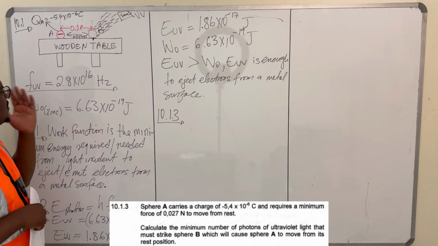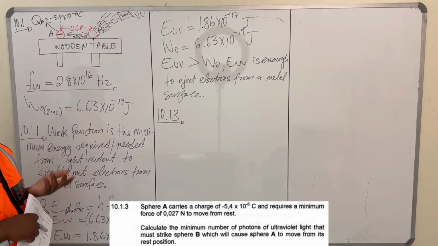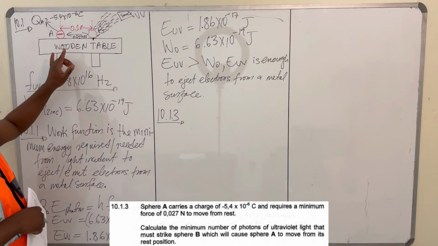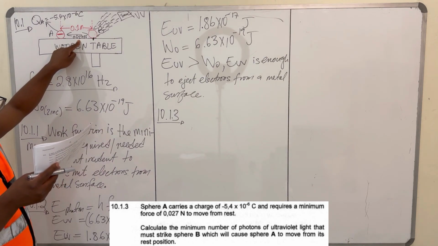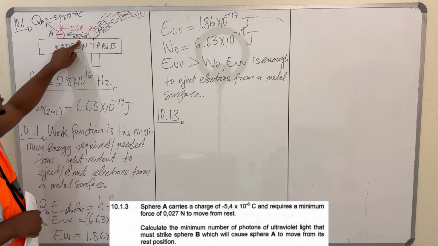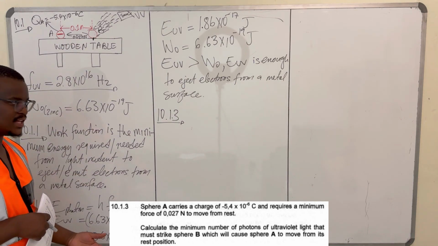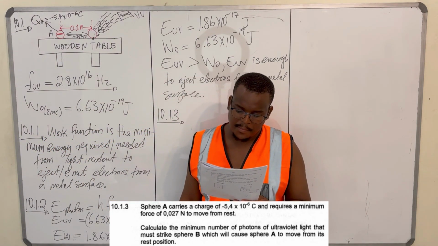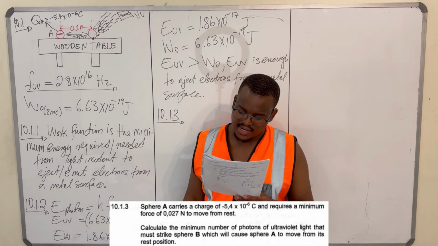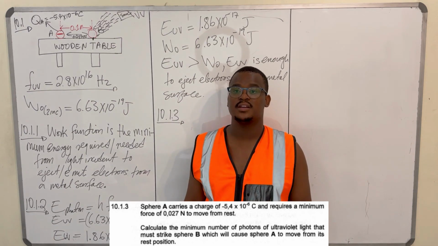Let me repeat this again. They're telling us that A has this charge, which is negative, of course we knew. And then they're saying this force, a minimum force of 0.027 newtons, will be enough to move A from rest. That's what they're telling us. Fine. They're saying now, calculate the minimum number of photons of ultraviolet light that must strike sphere B, which will cause sphere A to move from its rest position.